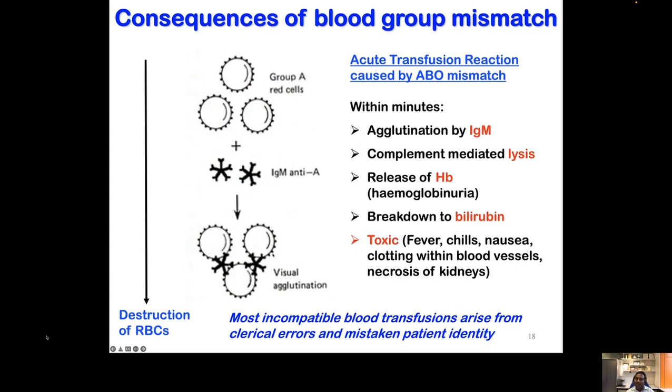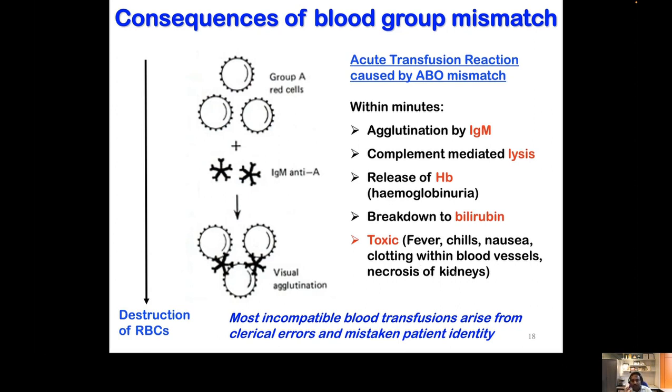When these new red cells are getting lysed, it will release a lot of hemoglobin. That condition is called hemoglobinuria, and the hemoglobin can get destroyed. Again, we talked about this in a previous lecture. When they are getting destroyed, the bilirubin level will be increased in the blood, and ultimately it will also increase in the urine and in the stool. So this will be toxic. Increased levels of hemoglobin and bilirubin will be toxic to someone. Immediately that can lead to fever, chills, nausea, clotting within blood vessels, and necrosis of the kidneys. All those complications will happen.